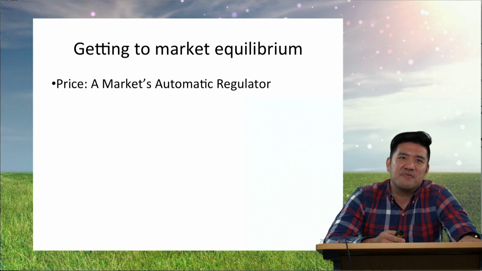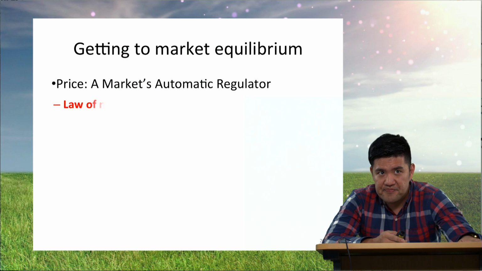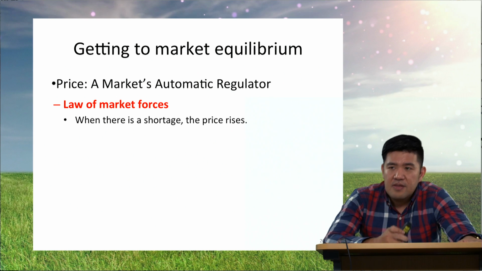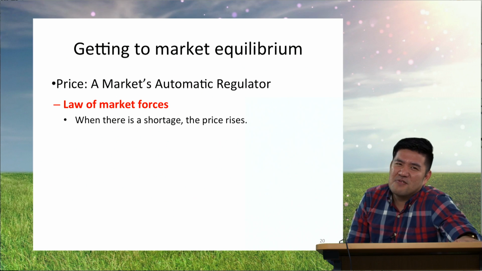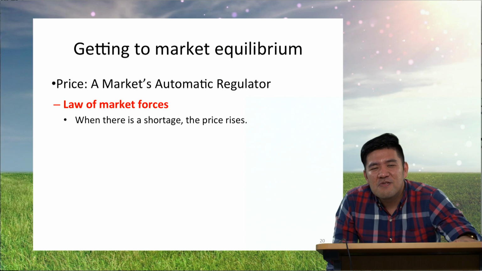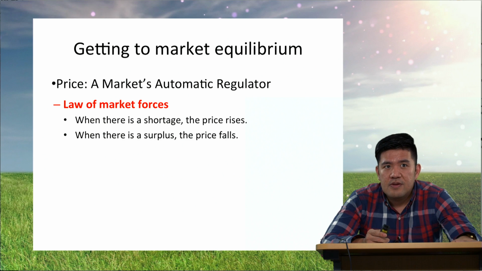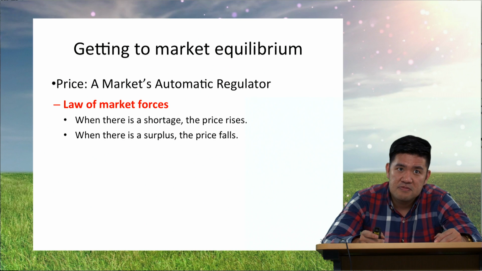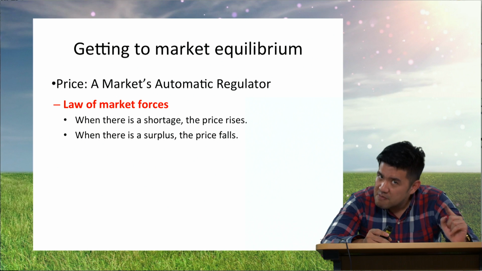Getting to market equilibrium. Price, a market's automatic regulator. The law of market forces. You know, guys, when there's a shortage of something, what do you expect to happen to the price of the product? Go up, right? When there's a surplus, too many goods in the market but not enough quantity being demanded by consumers, price got to drop.